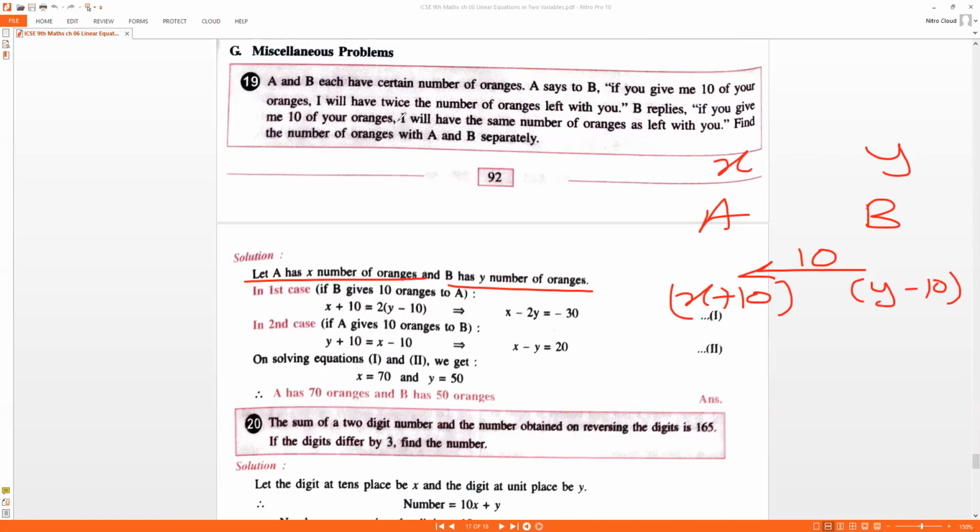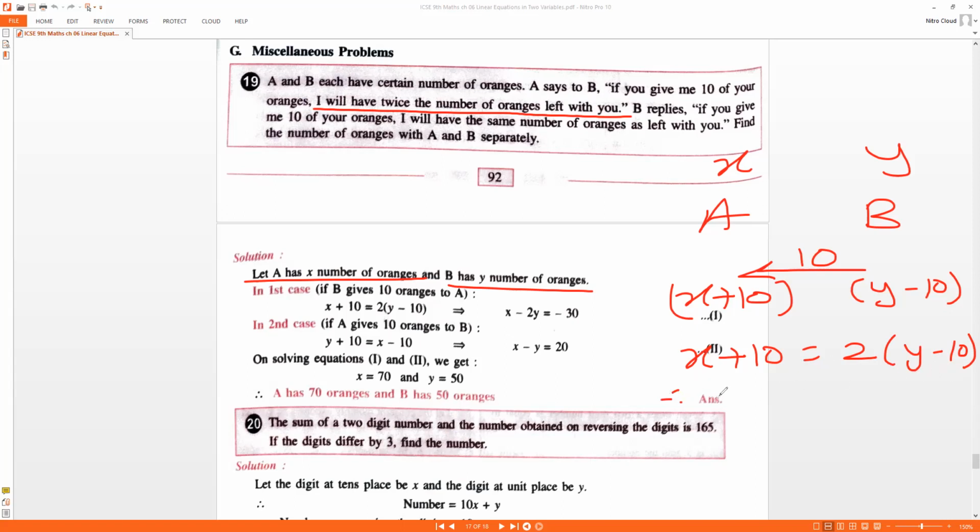Now, what is the condition? I will have twice the number of oranges left with you. So A says to B that I will have twice the number of oranges left with you. So X plus 10 is equal to 2 into bracket Y minus 10. Do you understand? Is that clear? So this is the equation.